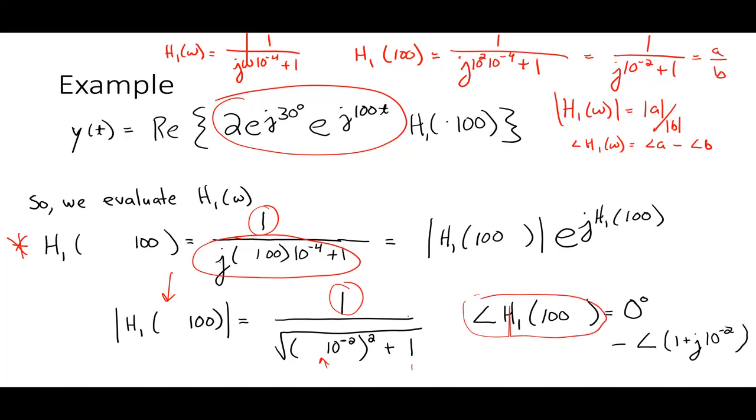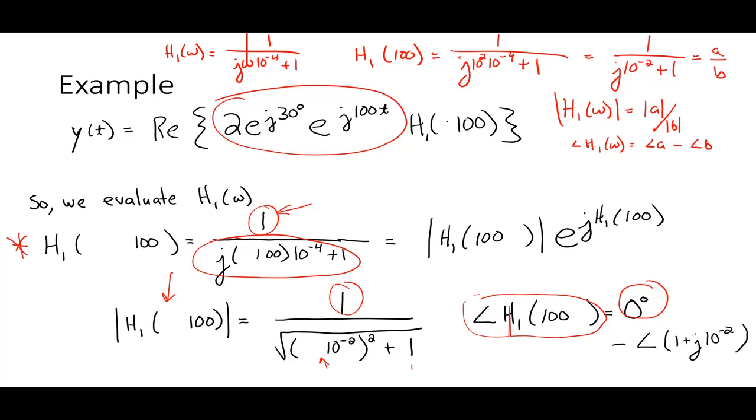So that's the angle of the top. If I look at the top, it is the number 1, so it has an angle of 0. Then I subtract the angle of the bottom. If the bottom is j times 100 times 10 to the minus 4 plus 1, it's minus the angle of 1 plus j times 10 to the minus 2.